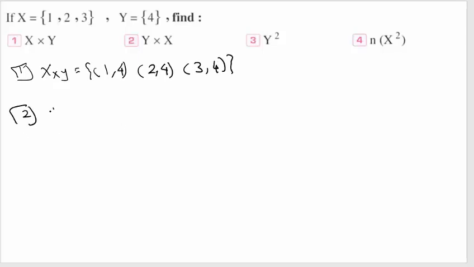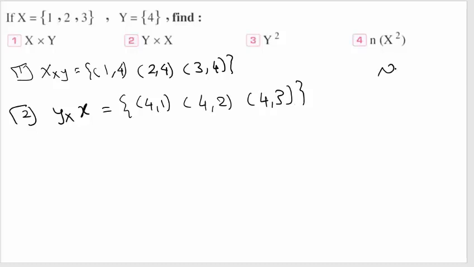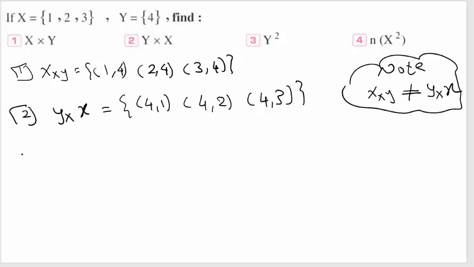Second one, y with x. Take care, my friend. I told you that x product y not equal y product x. So I will start with y. It will be 4 with 1, 4 with 2, 4 with 3. Note and remember that x product y not equal y product x. However, they have the same number of ordered pairs.